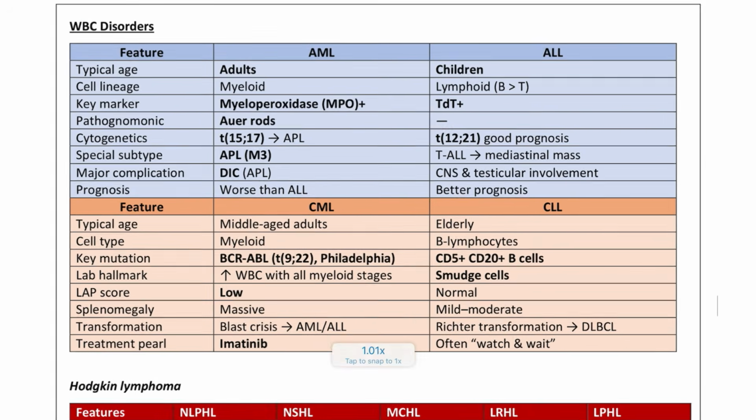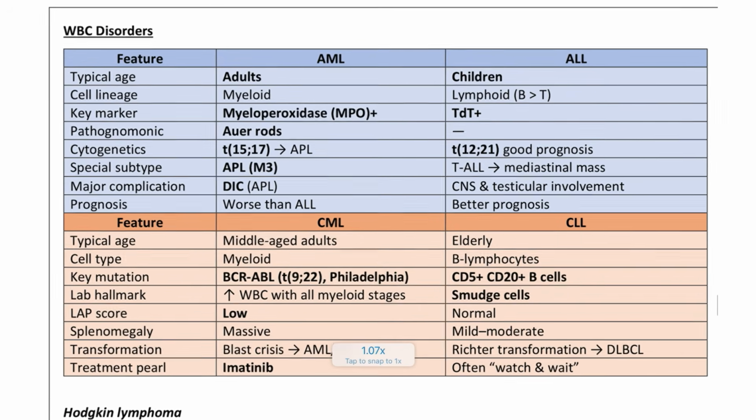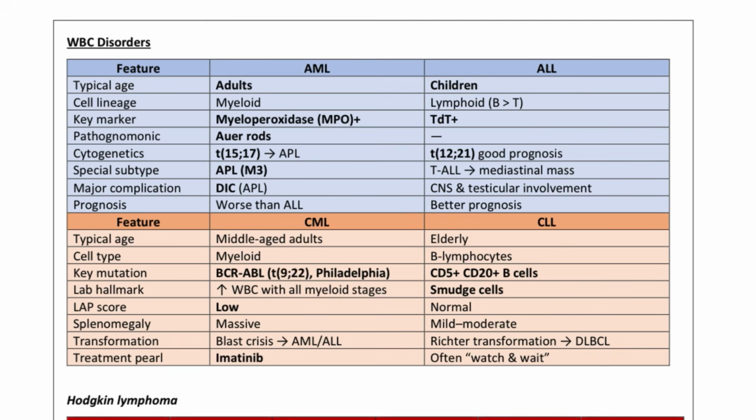Okay, AML. The points that you have to remember about these disorders are only what are the positives. If it is MPO positive and if t(15;17) is present, the PML-RARA gene is present, this is AML, most commonly seen in adults. ALL is seen in children, associated with the 12;21 translocation, and this has a good prognosis.